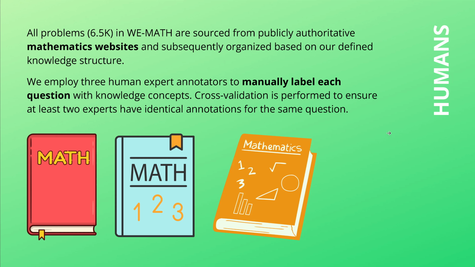And you might say, how was it possible? Who did this? And you are not going to believe who did it. It was humans. So much about AI. So all the problems, you remember, 6.5K in ReMath are sourced from publicly authoritative mathematical websites or books that are online and subsequently organized based on our defined knowledge structure that I just showed you, the beautiful circle.